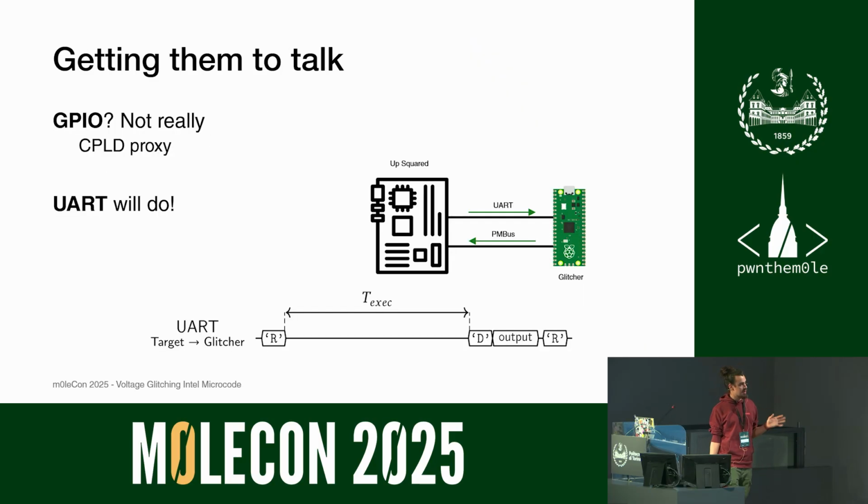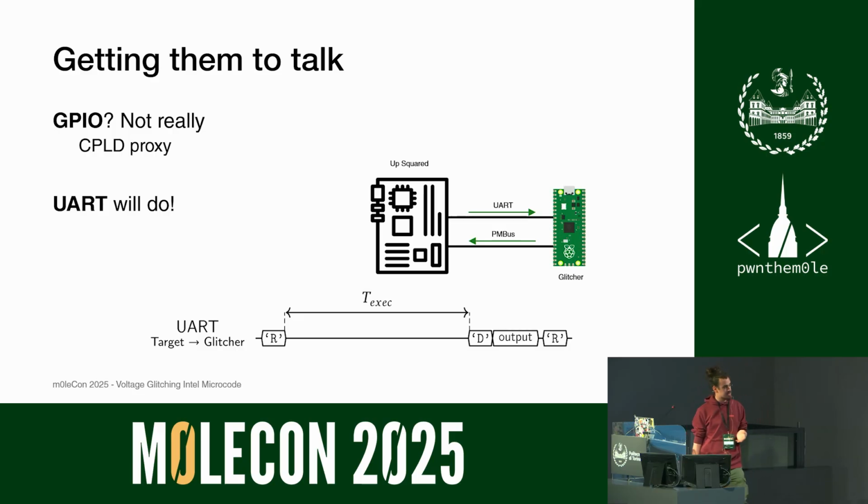Now that we got everything, we have to make them talk together. We now have the target, we have the glitcher. They need to communicate in some way. You have to get the state of the target from the target to the external world, in this case to the glitcher. I mentioned that our target had very nice GPIOs, but that's not actually going to work because they only work in Linux with a non-upstream driver that loads some custom bitstream into the CPLD, which is a dumb version of an FPGA.